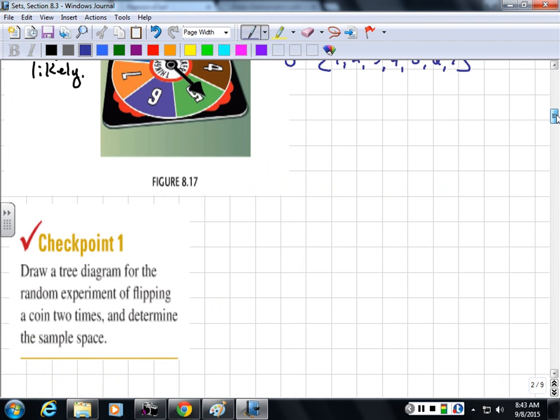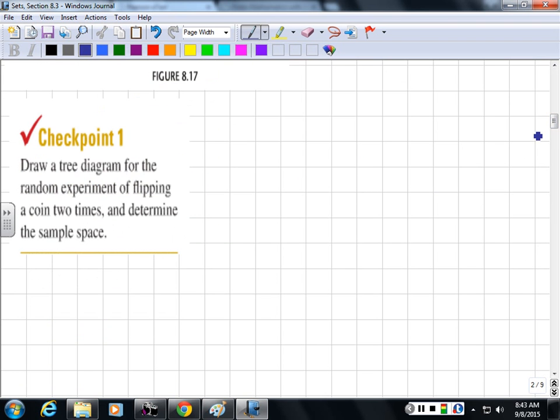For example, let's draw a tree diagram for the random experiment of flipping a coin 2 times and determine the sample space. Now this one's not that hard to list without the tree diagram. The reason we talk about the tree diagram is because these things get complex, and we want to make sure that we are following and listing every possibility. So if we're going to flip two coins, or we're going to flip a coin twice, which by the way would be the same thing as flipping two coins. So I flip one coin, I get a head, I flip the coin again, I get a tail. That is an outcome. So we start with a tree diagram.